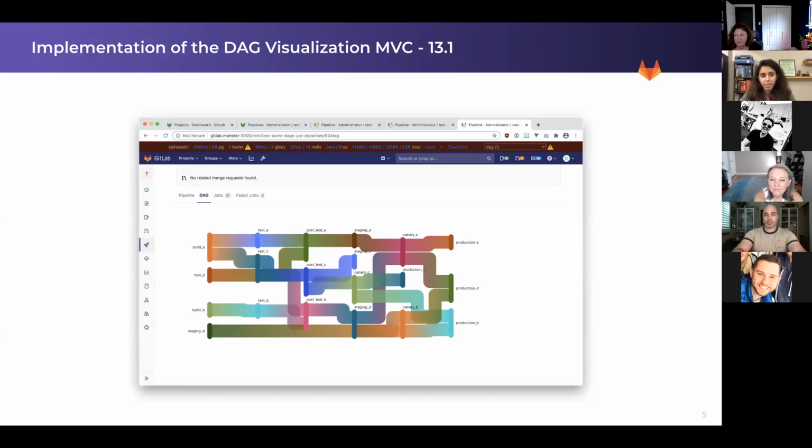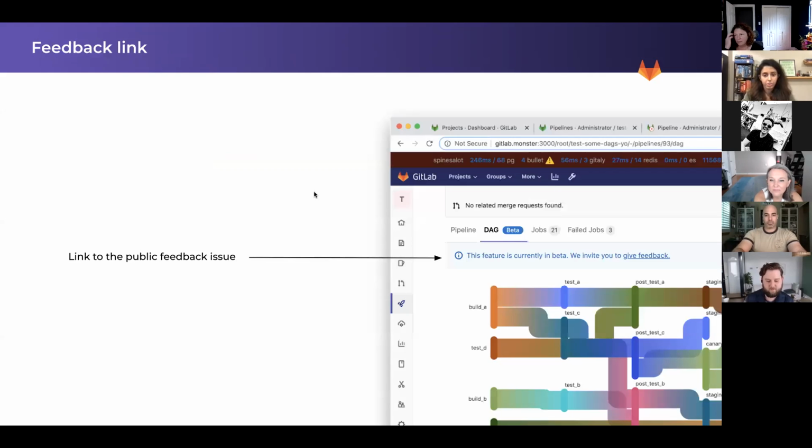So here is an image of what was rolled out with 13.1. And I would get to how we started with directing users to the public feedback issue, where they went and gave their feedback. Since this feature was rolled out with a feature flag, there's a link right at the top, in a banner, that gave them access to the feedback issue.